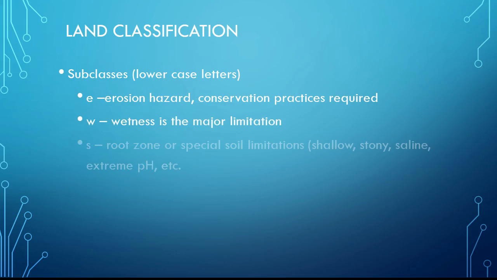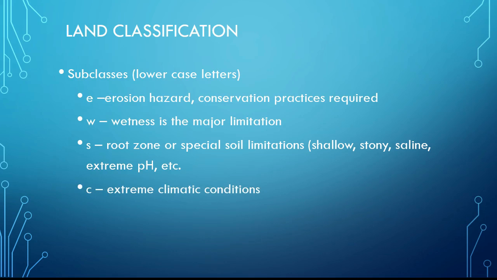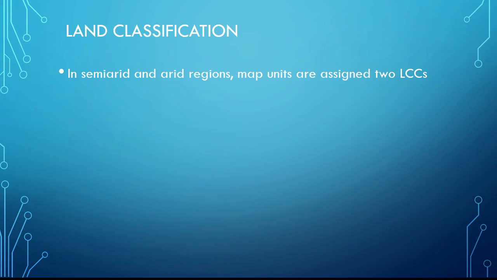W, wetness is the major limitation. S, the root zone or special soil limitations exist, things like shallow soils or stony soils or saline soils or soils with extreme pHs. C is for extreme climatic conditions that might exist. So really hot, really cold kinds of things there.